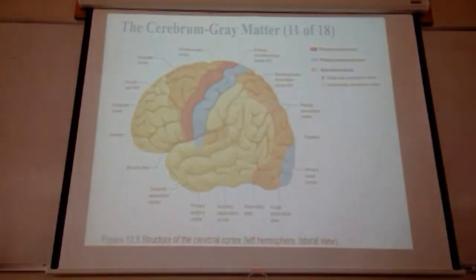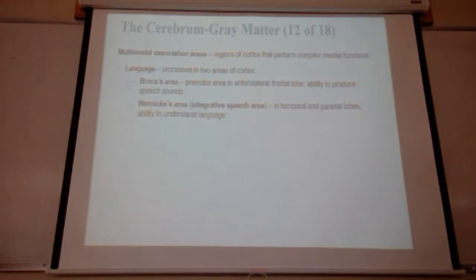So again, here are all the areas of gray matter from the brain that we just talked about: the prefrontal cortex, the premotor cortex, primary motor cortex, primary somatosensory, parietal association areas, the somatosensory areas, there's the visual, and all of those other areas.